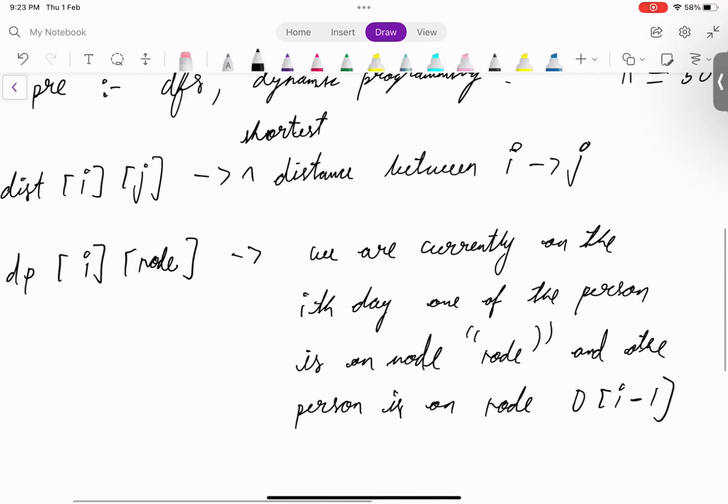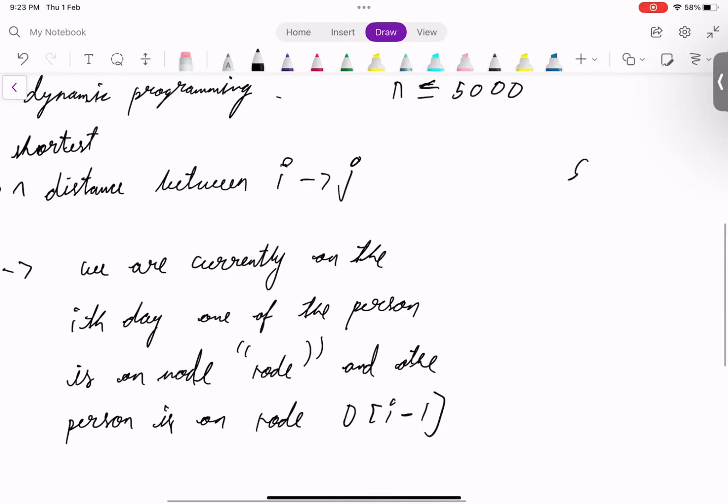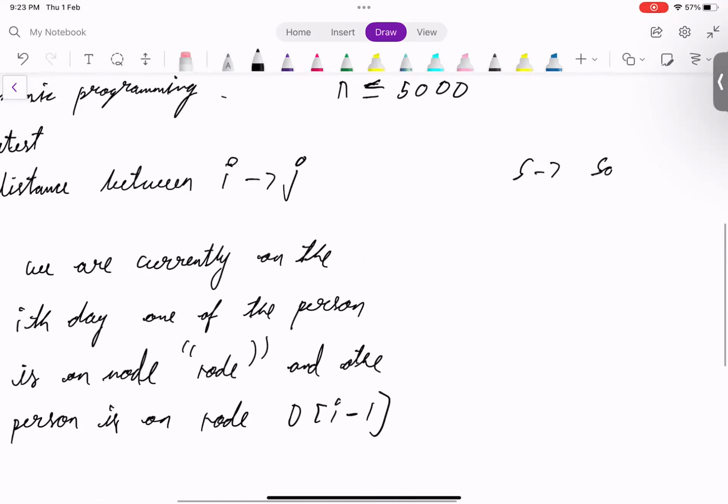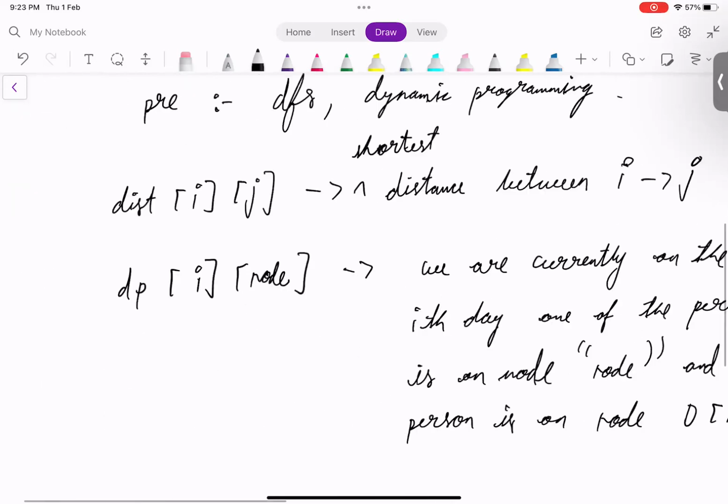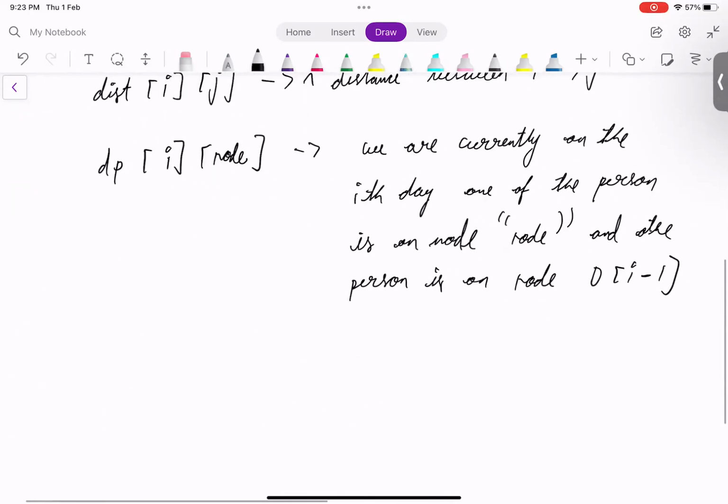Here, let's define two more things. S means source, the set of all sources, and D means the set of all destinations. Now, this is our DP definition. So let's see how we can make transitions for these.